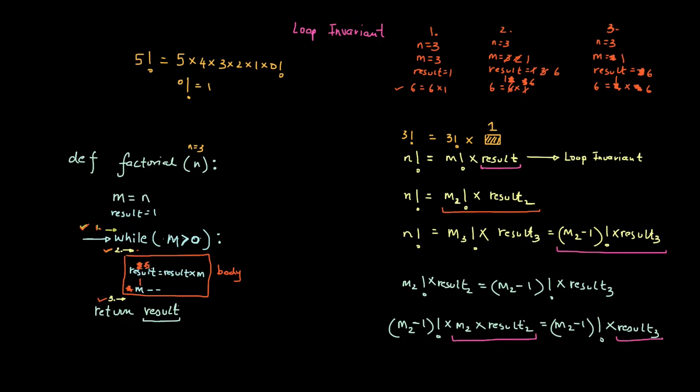Let's just go further in this code here. Now what I have here is result times m. What is m now? M is actually 1. What is result? Result is 6. 6 times 1 is going to be 6. What is m going to be equal to now? Well, m minus minus, so m has become 0. M has become 0 at this point.